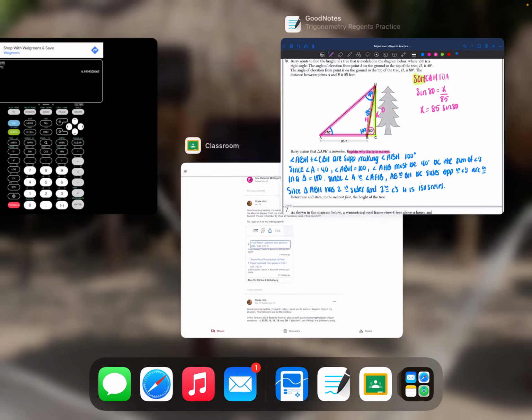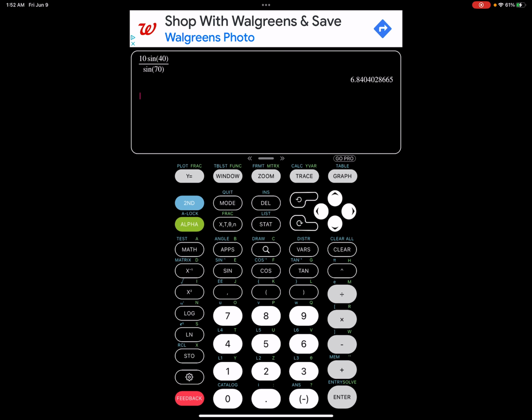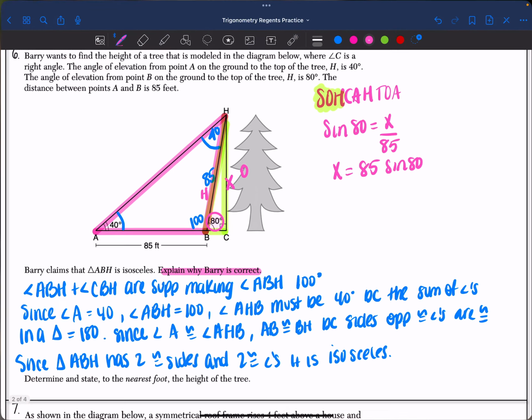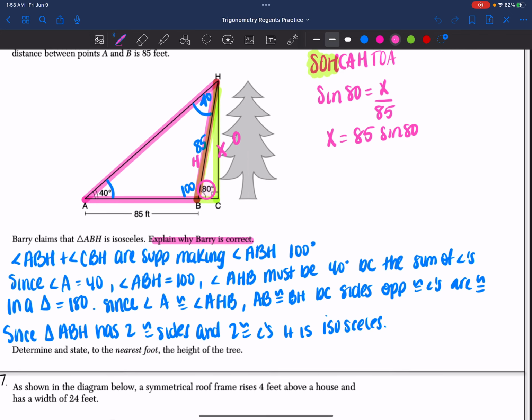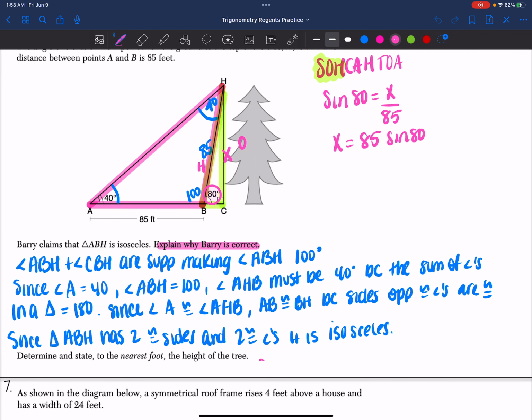And in my calculator, because I'm not doing that in my head, I'm going to put 85 sine of 80. And when I press enter, I'm going to see that it asks us to the nearest foot. So that's going to be 84 feet.